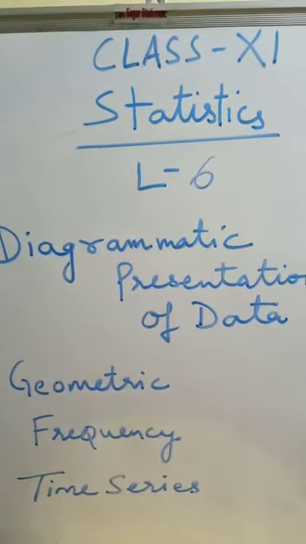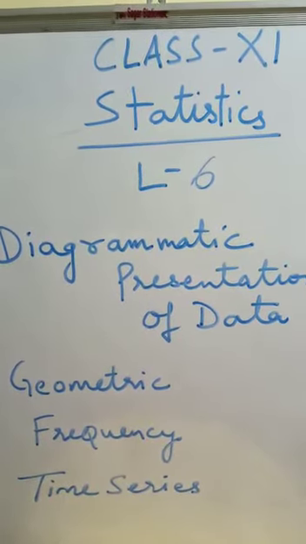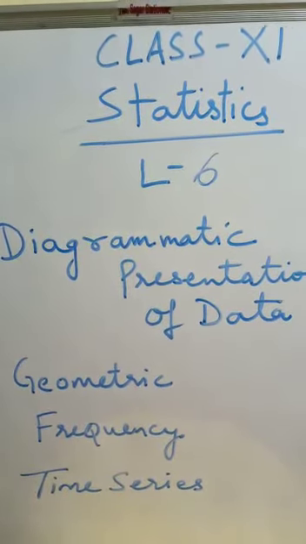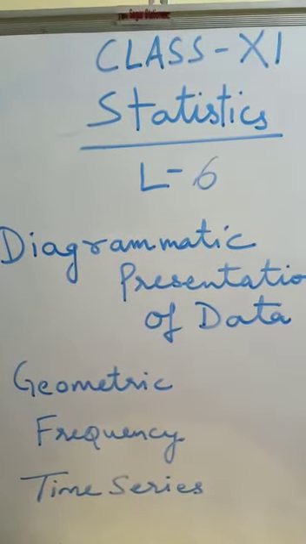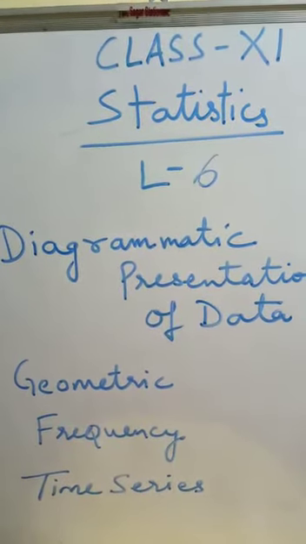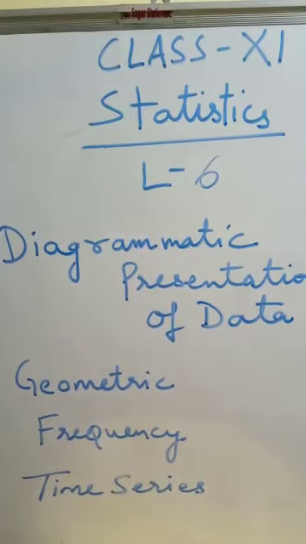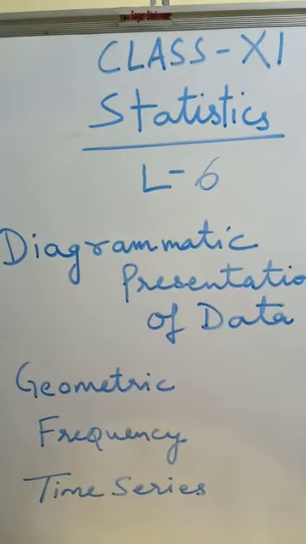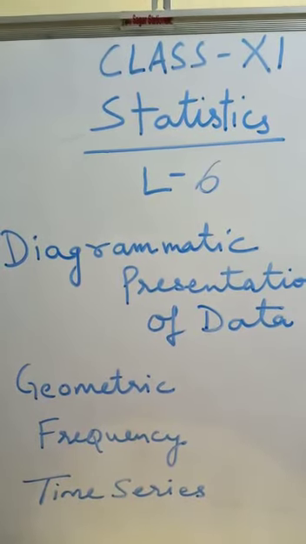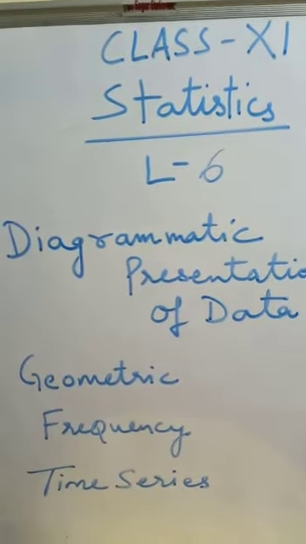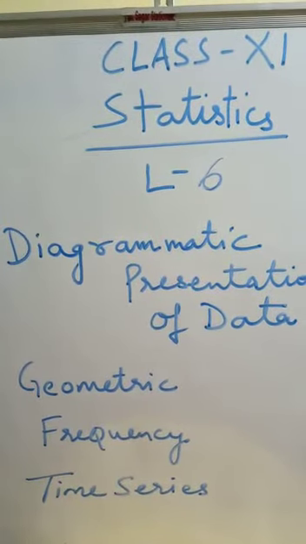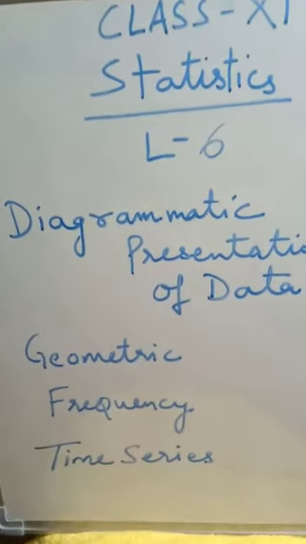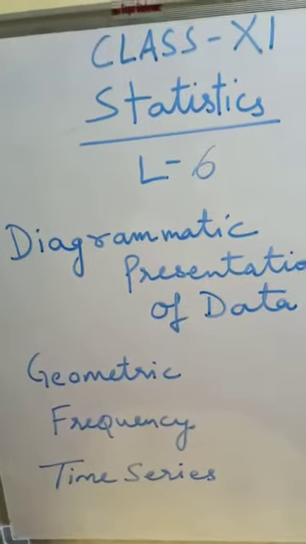Diagrammatic presentation is broadly classified into 3 types, which you are seeing on my whiteboard: geometric, frequency, and time series graph or arithmetic line graph. Geometric form includes bar diagrams and pie diagrams, frequency diagrams include histogram, polygons and ogive, and arithmetic line graphs are also called time series graphs. The present chapter focuses on geometric form of diagram, that is bar diagrams and pie diagrams. So today we are going to discuss bar diagrams.